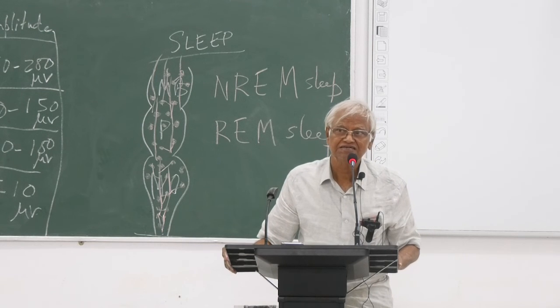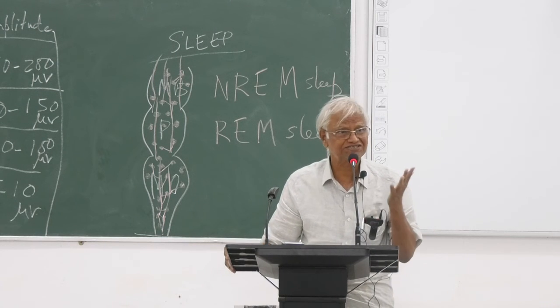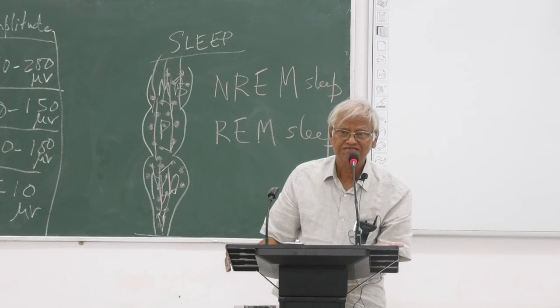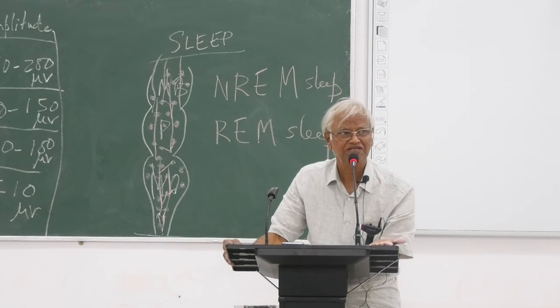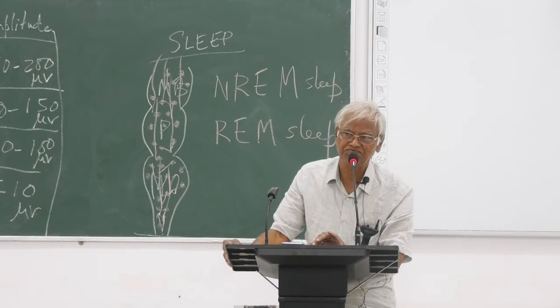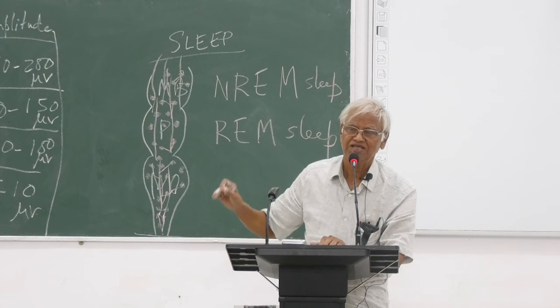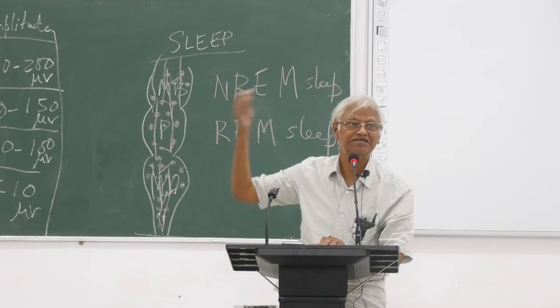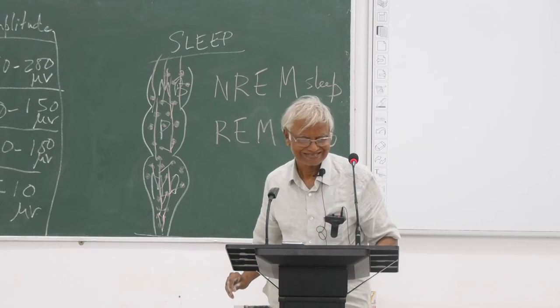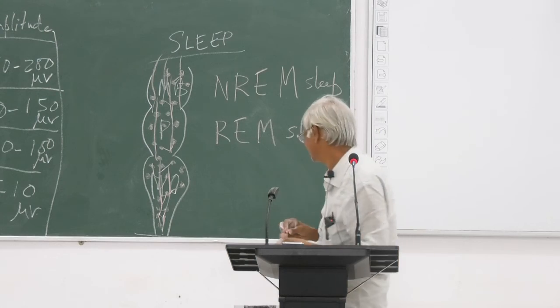So what are the different phases of sleep? First, NREM. Sleep starts with NREM, then it goes into REM. Then again NREM, again REM. Or you will get up. You have to get up also sometimes.